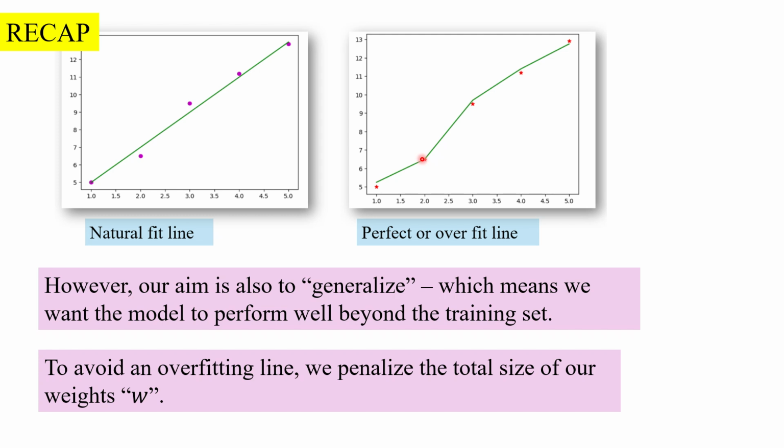Or we could tweak our parameters, add more dimensions and get a line which is quite complex, but it is fitting the data better, with the loss being lesser than the previous one. But this is what we say is an overfit line. And we wish that our model should generalize beyond the training set. The aim is not only to fit the training set well, but also to generalize well. So we do not want an overfitting line. So we would penalize the size of our weights, put a penalty.